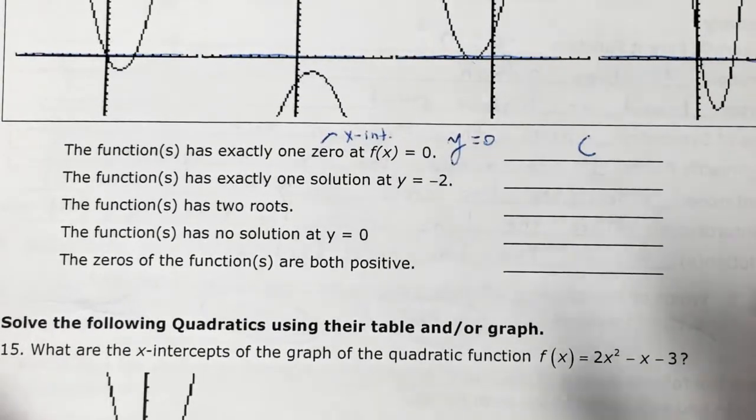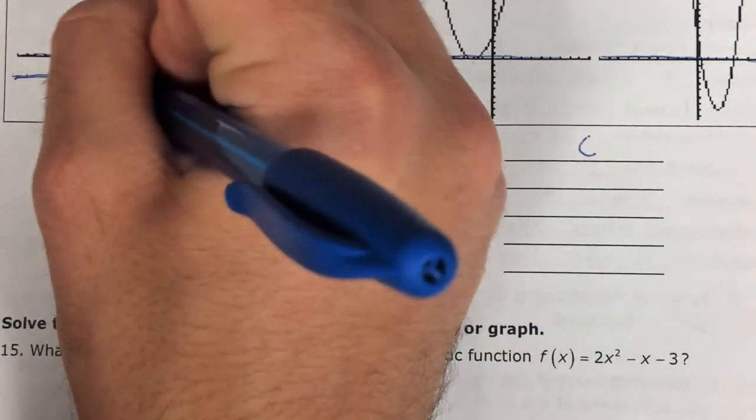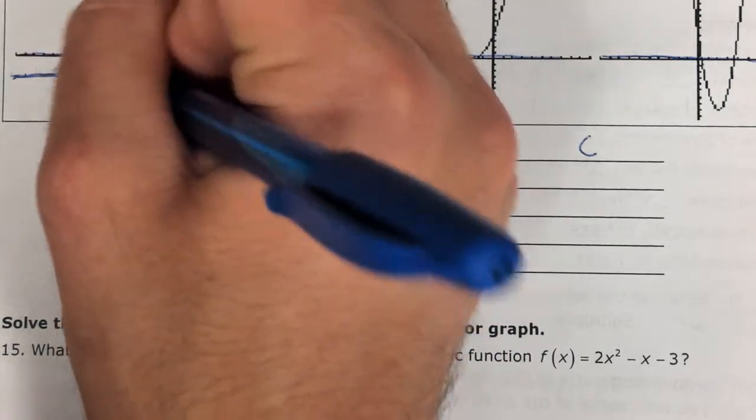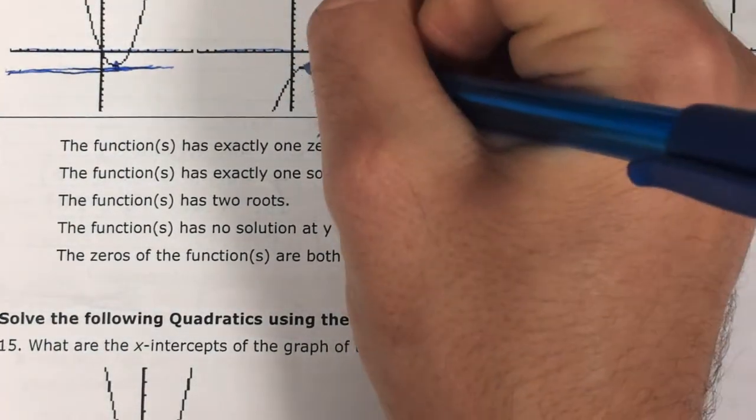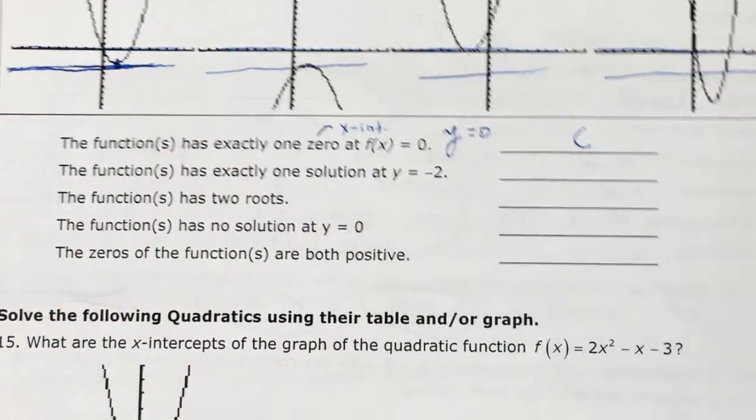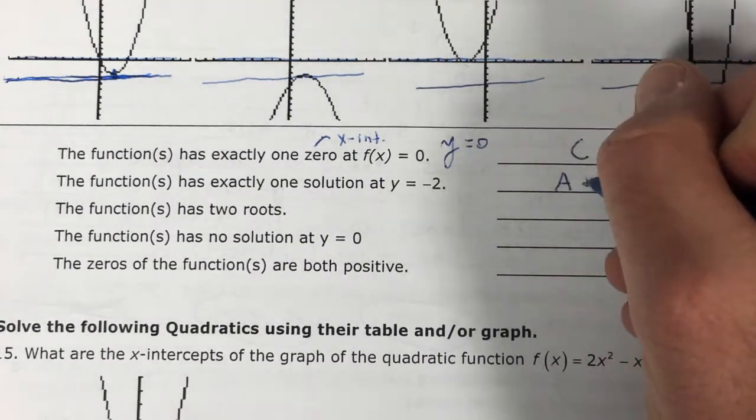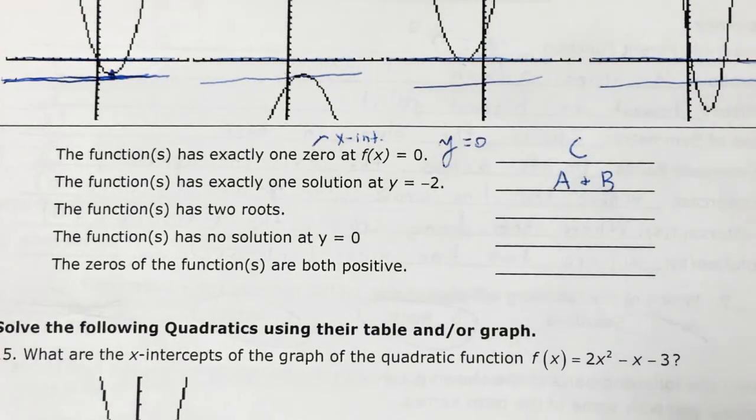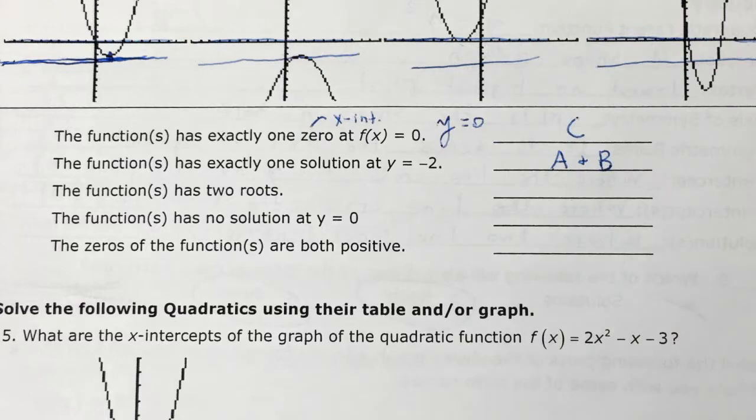Next one wants to know exactly one solution at y equals -2. So I draw my line at y equals -2. Oh, that was a bad line, Mr. Veenstra. These should touch. And then I have a line over here, and a line down here, and a line down here. Alright, which ones only touch once? Good. A and B. Should be pretty familiar to you. We've done these a bunch of times.